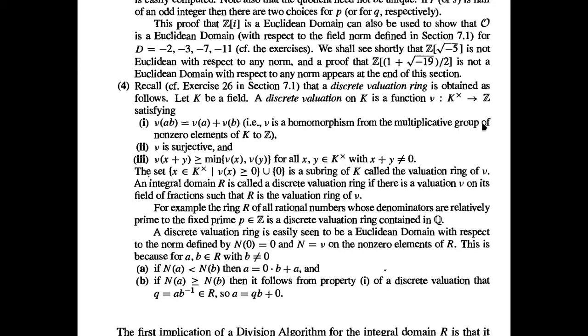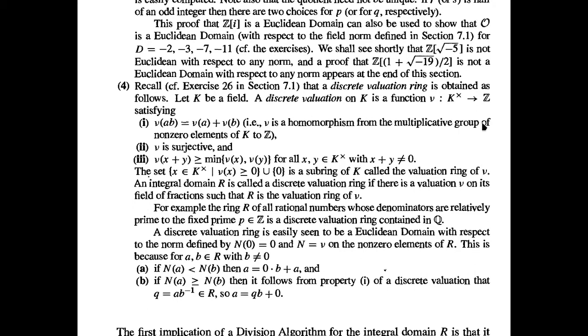So that is the discrete valuation ring. An integral domain is going to be a discrete valuation ring if you have this discrete valuation on its field of fractions. Remember the field of fractions we got from a commutative ring. If you can have this function there such that R becomes the valuation ring, then the integral domain is a discrete valuation ring.